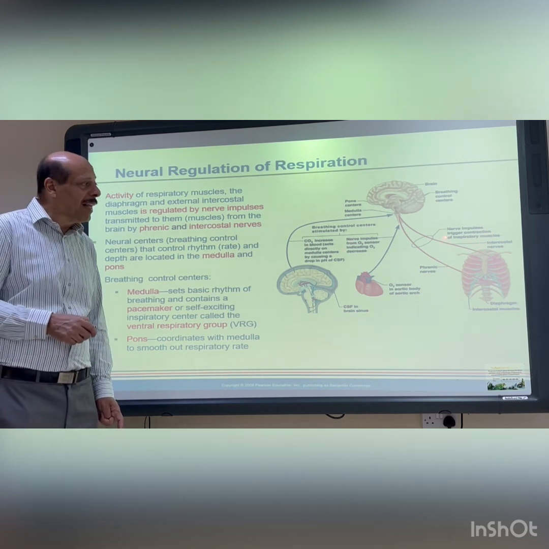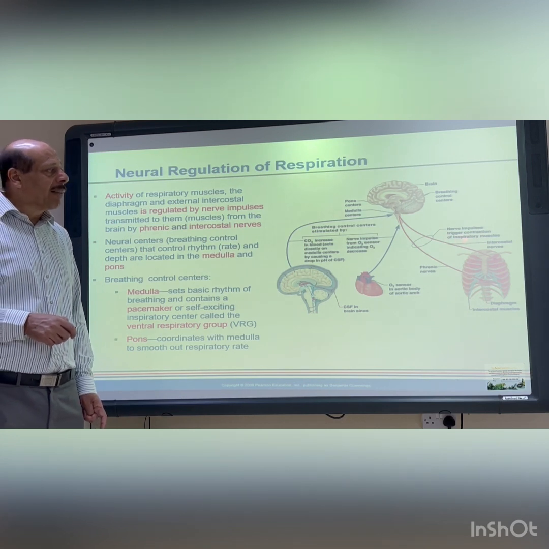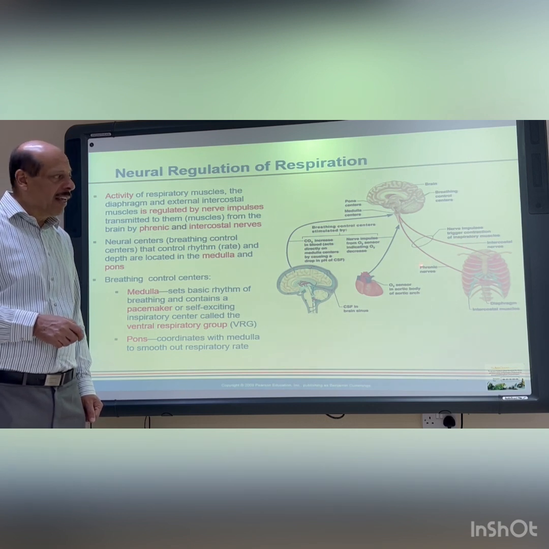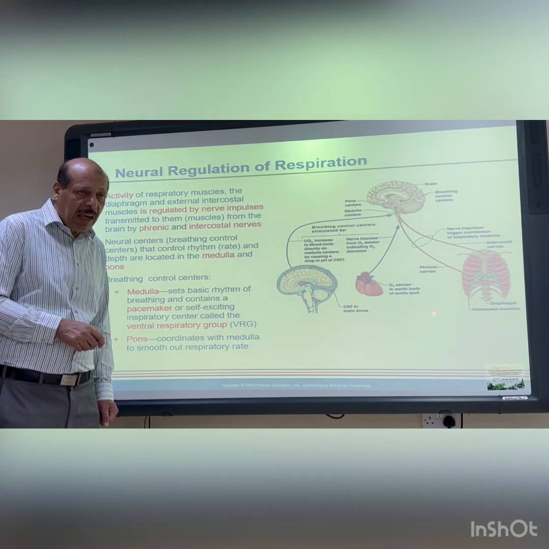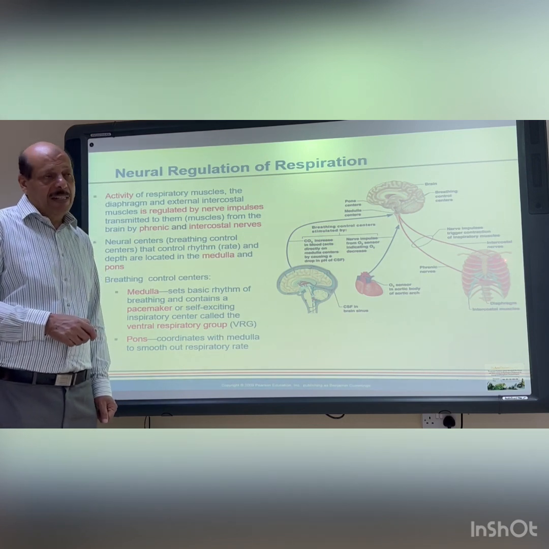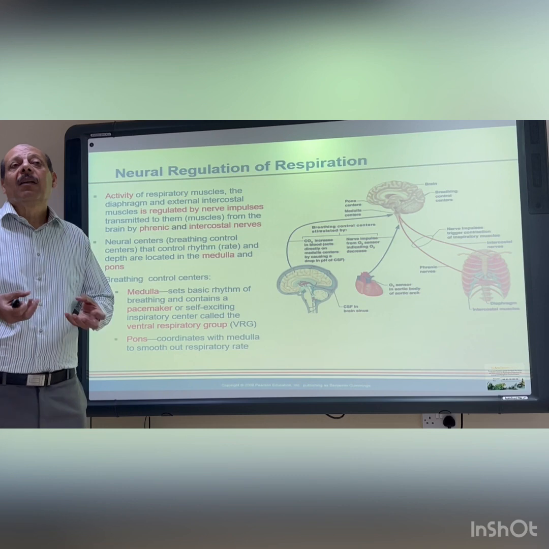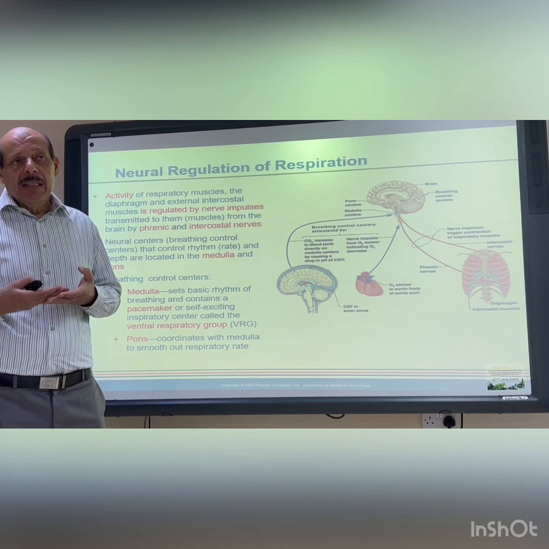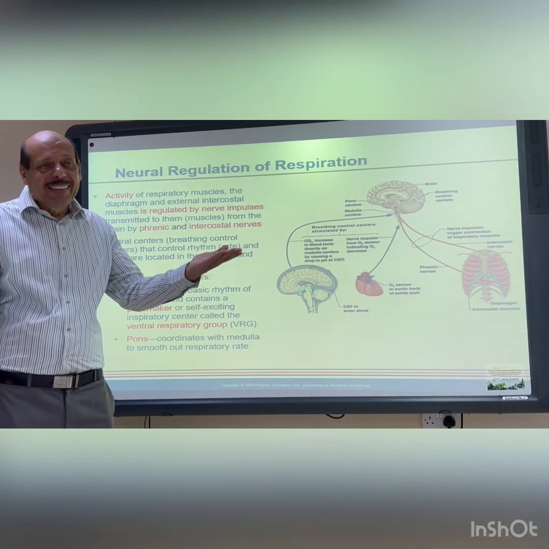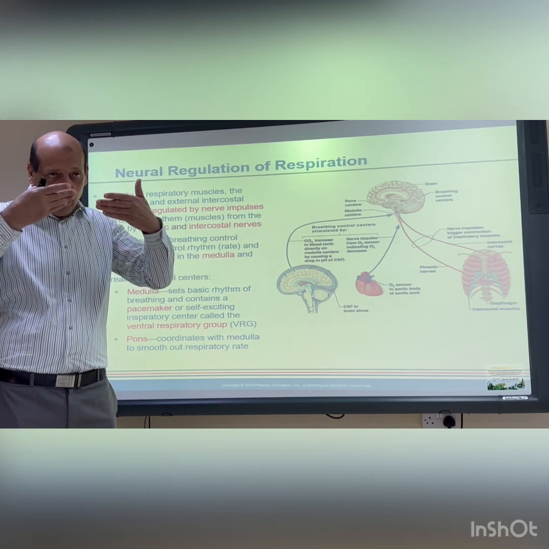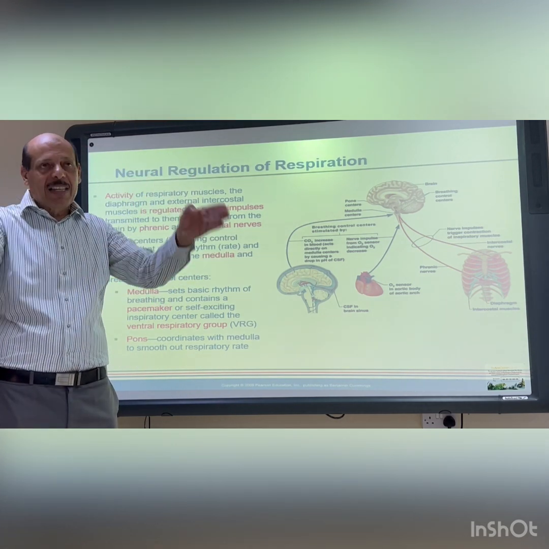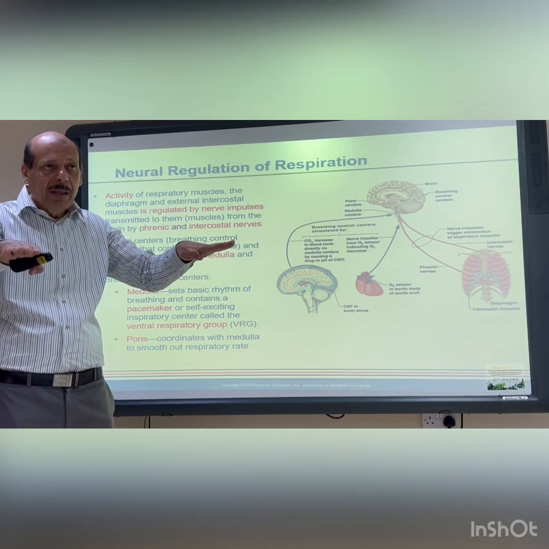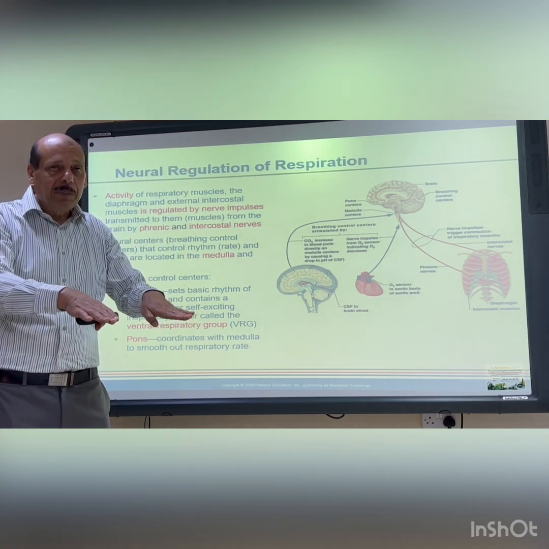So the nerve impulses trigger the contraction of the inspiratory muscles, the diaphragm and the intercostal muscles. And we said that when the diaphragm contracts, it will be flattened, because the diaphragm is like a dome. When it is contracted, it becomes flattened, so it will go down.